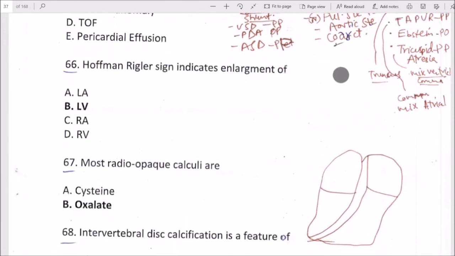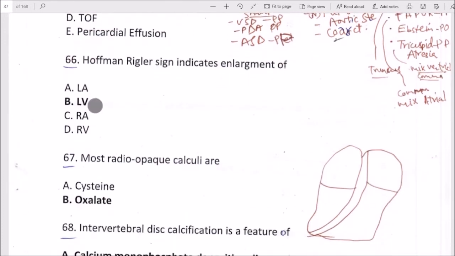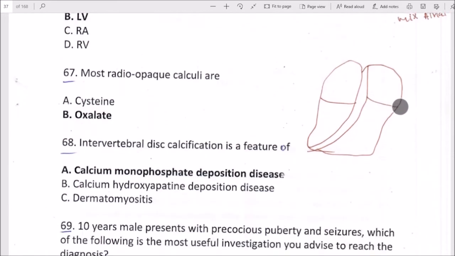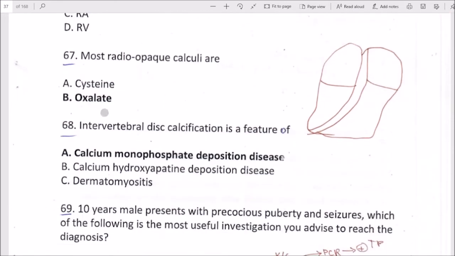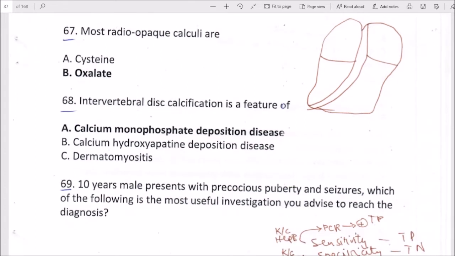Now, 56. Hoffman regular sign indicates enlargement of left ventricle. 67. Most radiopaque calculi are oxalate. 68. Intervertebral disc calcification is seen in calcium pyrophosphate deposition disease.